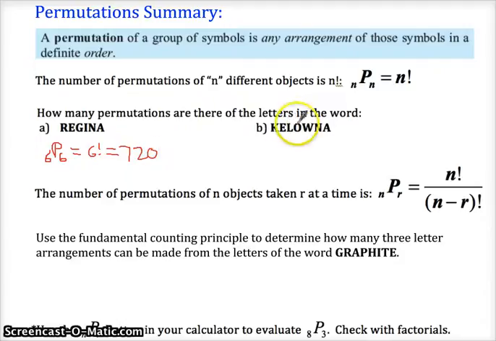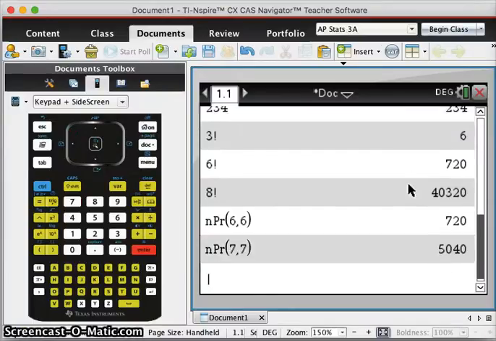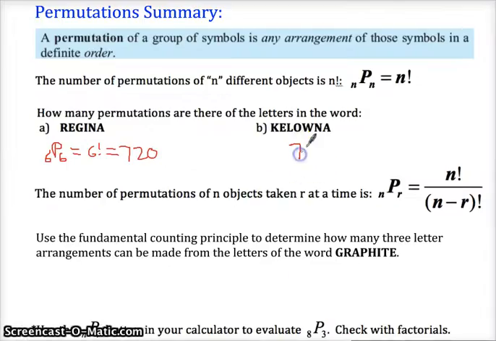This one has 1, 2, 3, 4, 5, 6, 7. So I would just do the same thing, but let's enter these as 7s. And that's really the last answer times 7. So that's 5040. 7 factorial, which is 5040.